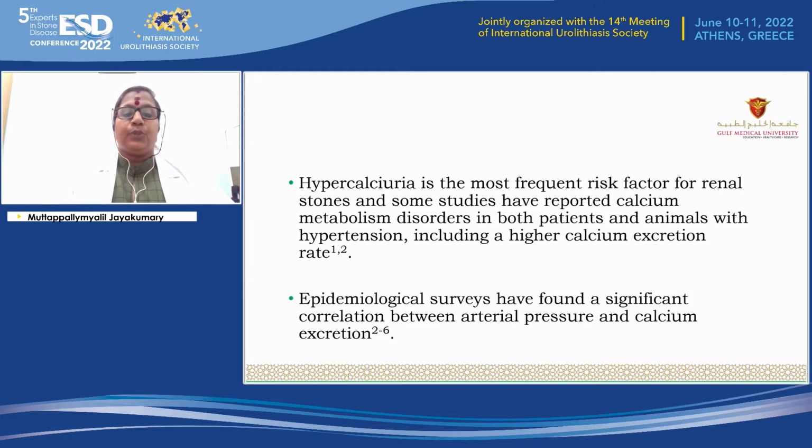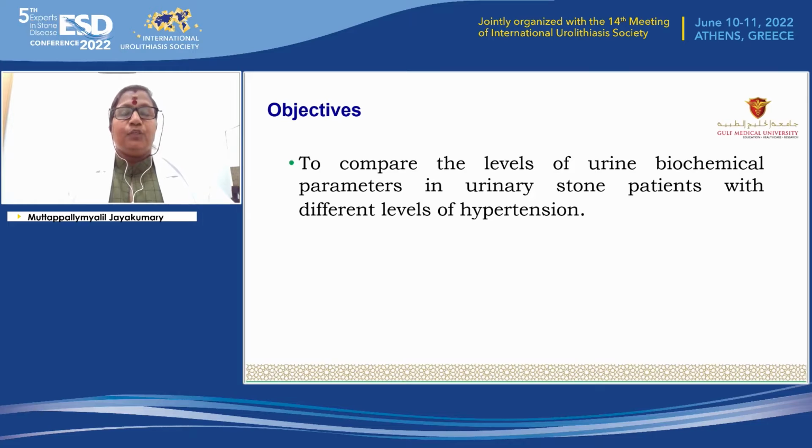Hypercalciuria is the most frequent risk factor for renal stones, and some studies have reported calcium metabolism disorders in both patients and animals with hypertension, including a higher calcium excretion rate. Epidemiological surveys have found a significant correlation between arterial blood pressure and calcium excretion. With this preamble, this study was conducted to compare the levels of urine biochemical parameters in urinary stone patients with different levels of blood pressure.